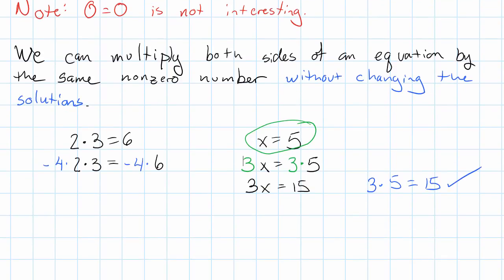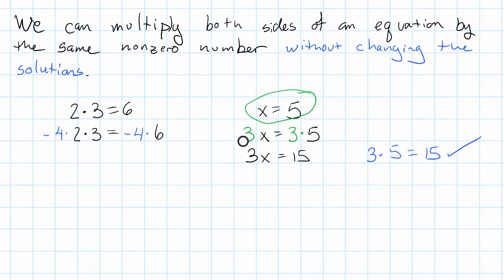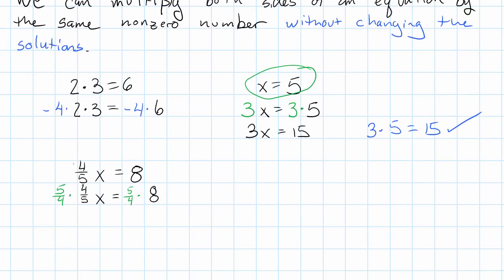Even more interesting than this is, well, what if we have this equation? 4/5 times x equals 8. And what if we were to choose to multiply both sides of this equation by 5/4? 5/4 is certainly a perfectly good non-zero number, but 5/4 times 4/5? Everything cancels. We're left with just 1 times x.